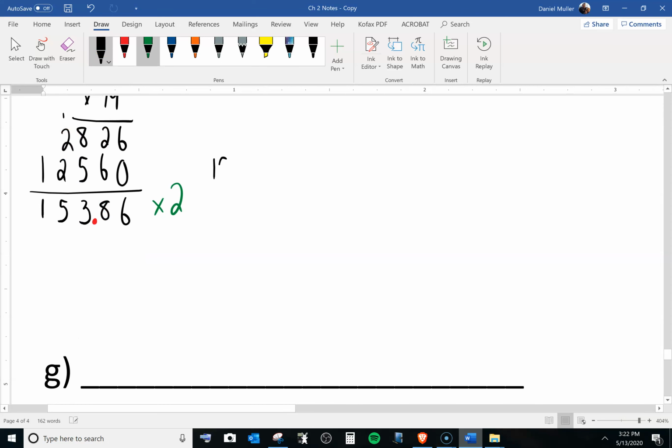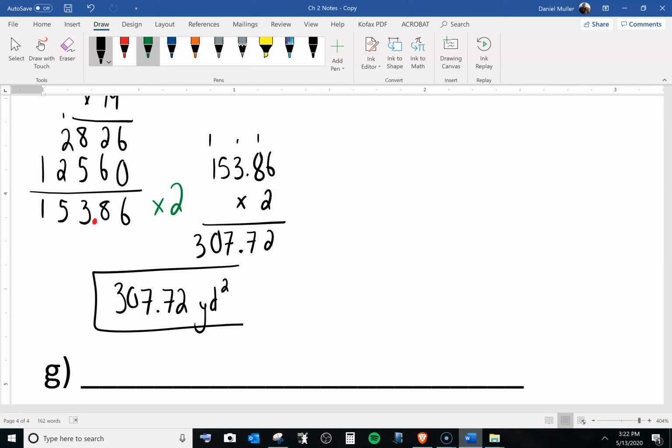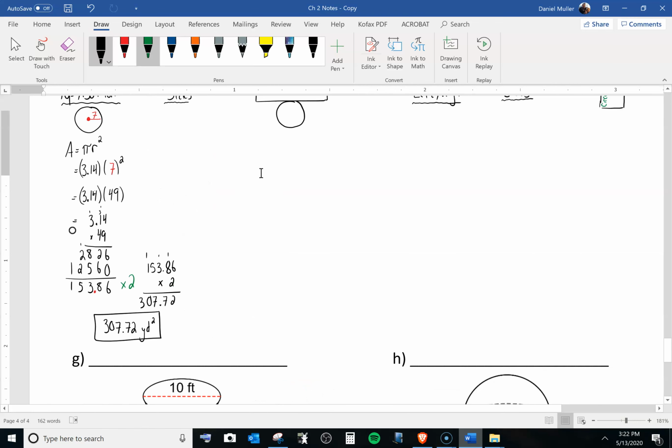So I've got 153.86 times 2. 2 times 6 is 12. 8, 16 plus the 1 is 17. 6 plus the 1 is 7. 0, 3. So I get 307.72. I can't remember if it's yards or not, but I'll put yards squared. I can always change that if it's not true. So 307.72 yards squared. That's the top and bottom in the model.